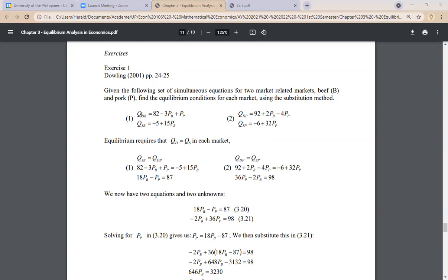So what relationship would that be, class? If the price of pork increases, the consumption of beef also increases. That would give us an idea that beef and pork are substitutes. Okay? Let's look at the second model, class. If the price of beef increases here, the consumption of pork also increases.